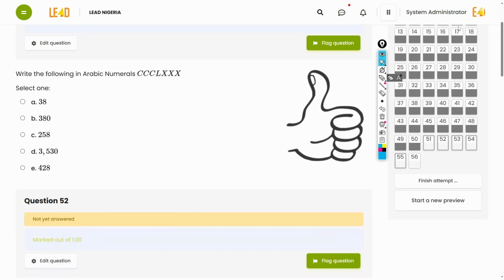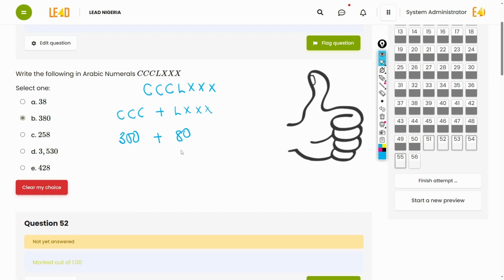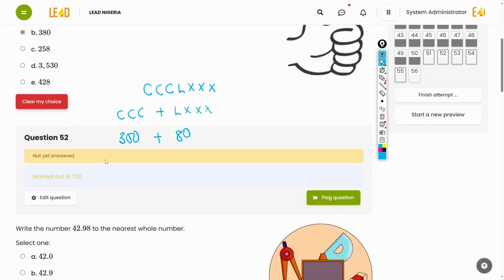Write the following in Arabic numerals. So we have CCCLXXX. If I break it down, I'll have CCC plus LXXX. That's 300 plus 18. That's 318.